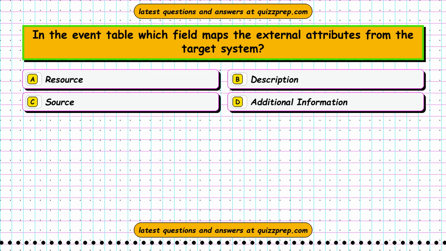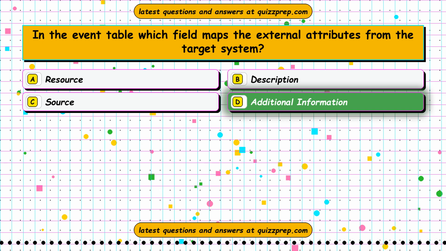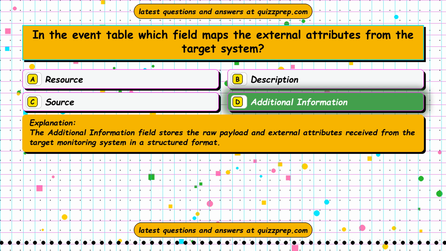Question 12. In the event table, which field maps the external attributes from the target system? Option A, resource. Option B, description. Option C, source. Option D, additional information. The correct answer is option D, additional information.